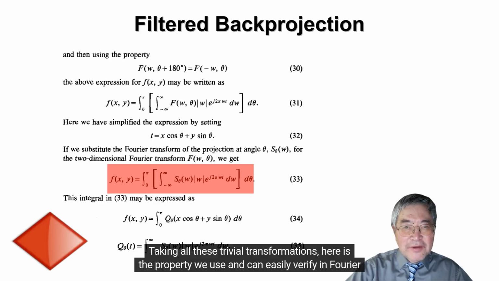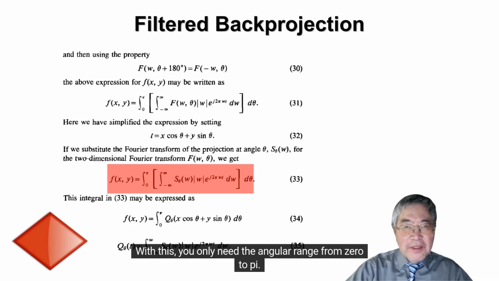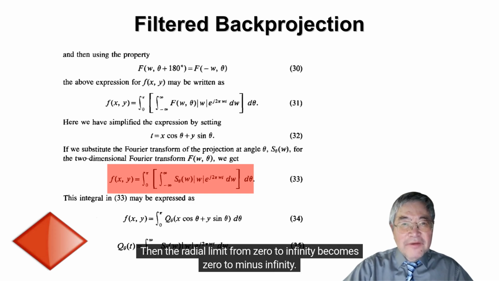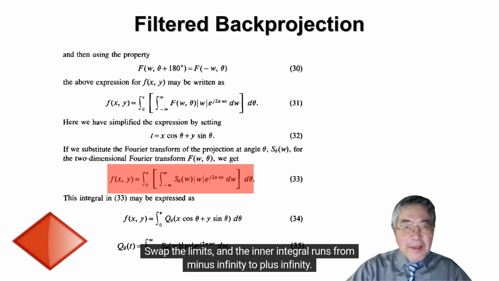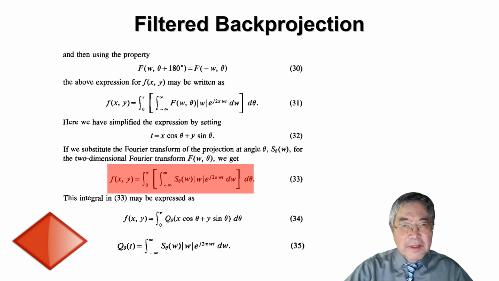Taking all these trivial transformations, here is the property we use and can easily verify in Fourier analysis. When the angle shifts by 180 degrees, you keep the same angle but reverse the sign of w. With this, you only need the angular range from 0 to pi. Next, change w to minus w. Then the radial limit from 0 to infinity becomes 0 to minus infinity. Swap the limits and the inner integral runs from minus infinity to plus infinity.